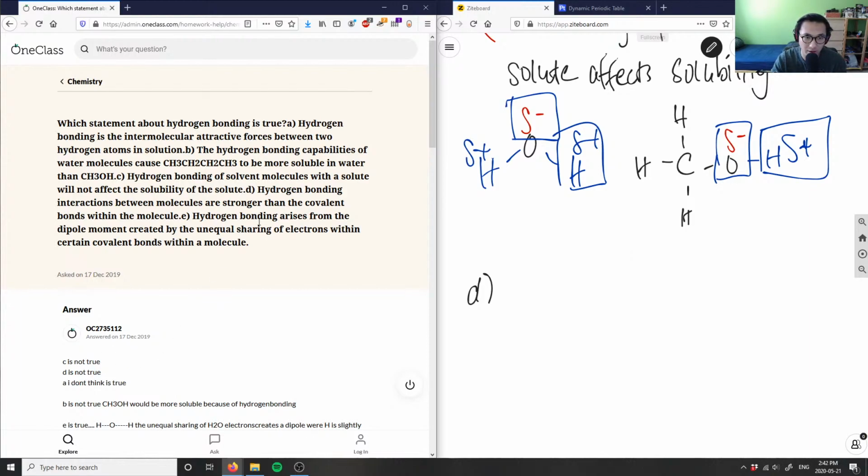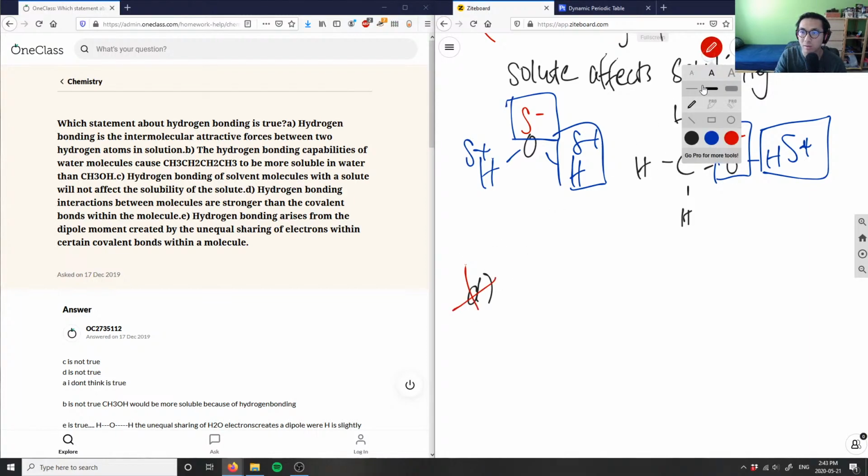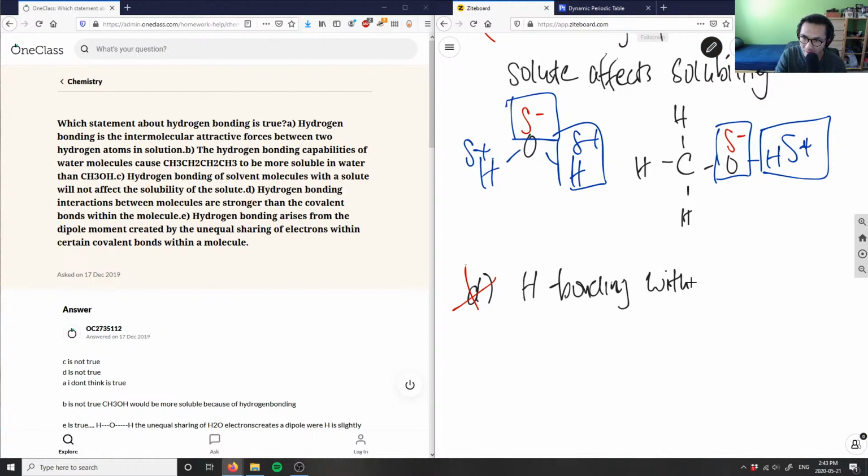So this solution is correct, but the trick here is that hydrogen bonding is actually stronger than covalent bonds, but this has to be only within the molecule. When we talk about between the molecules, then it gets a little bit trickier. So it's a trick question in the sense that hydrogen bonding is actually stronger than covalent bonds only if they're both within the molecule. But in this case, it's asking about hydrogen bonding between molecules. This is the trick here. So I'm going to say this is also false, because H bonding within molecules is stronger.